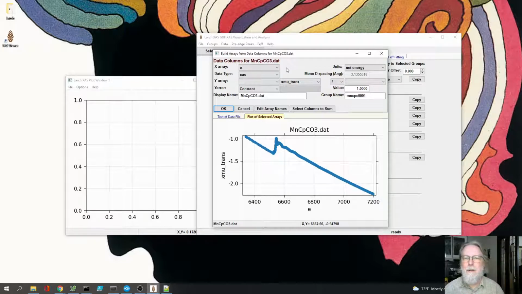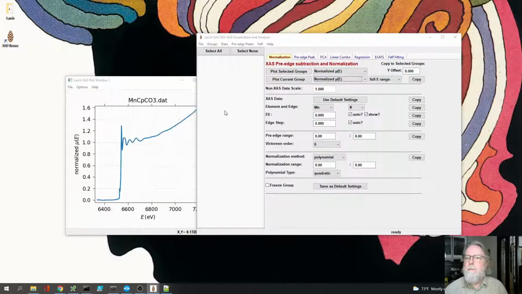XAFS GUI, although all the data we've shown so far is actually XAFS data, it could import other ASCII data column files and be able to make simple plots of other kinds of data. But unless it's XAFS data, it won't be able to treat the data as extended XAFS, for example. So I want to make sure that I read it in as XAS data.